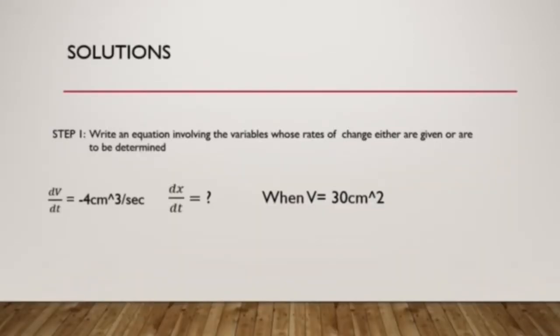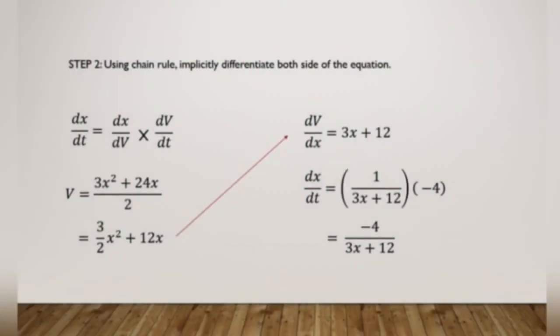Step 1. Write an equation involving the variables whose rates of change either are given or are to be determined. Step 2. Using the chain rule, implicitly differentiate both sides of the equation.